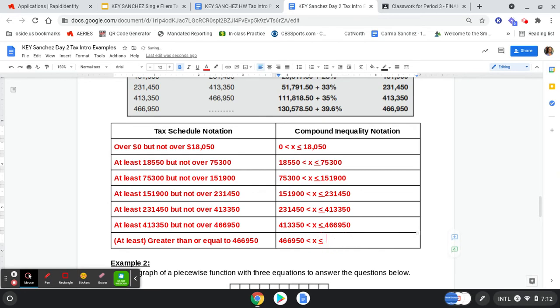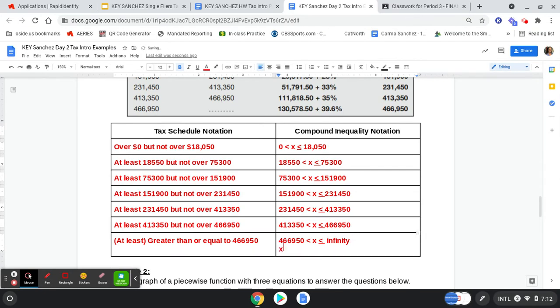and technically we're basically saying from 466,950 and on, or to infinity. So another way of saying this is just that x is greater than or equal to 466,950. When it's at least, we say greater than or equal. So again, just matching the words from the table to the actual inequality.